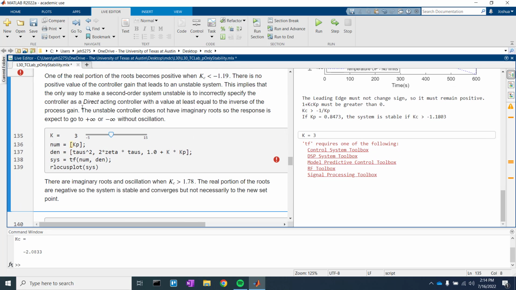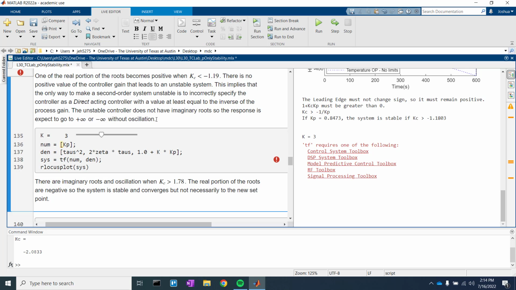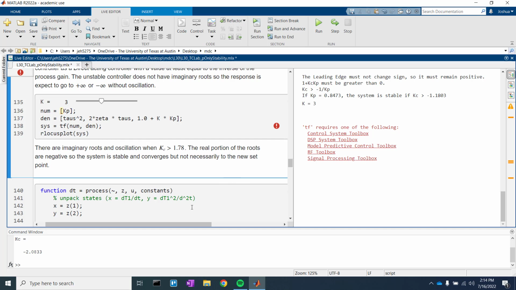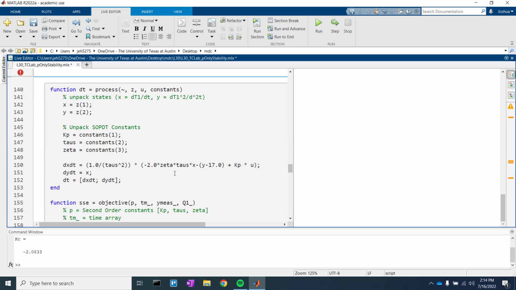So these imaginary roots, an unstable controller does not have imaginary roots, so the response is expected to go from positive infinity to negative infinity without oscillation. If there are imaginary roots, we will see oscillation, and that's an important concept. So there you go, that's our activity.